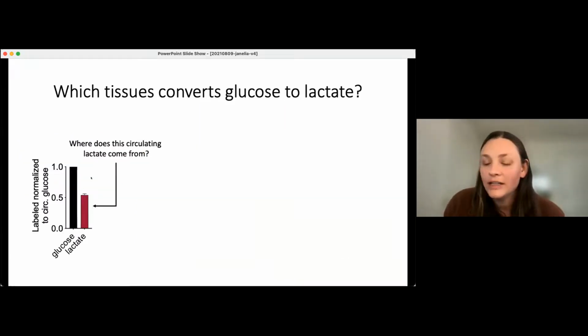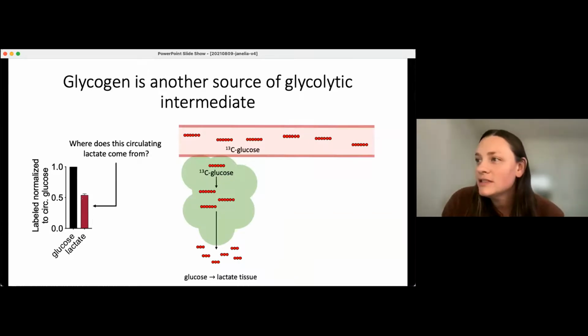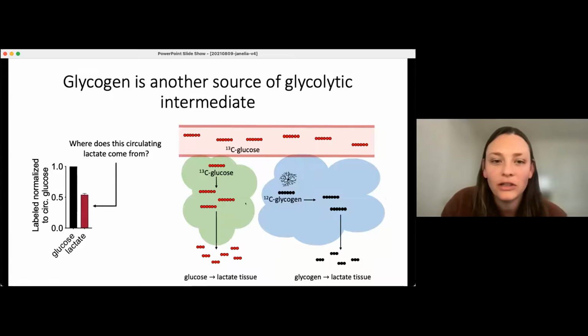we had a very simple idea. When we infuse labeled glucose, we can see labeled lactate in circulation. So the tissue or cell type that is producing this labeled lactate would presumably also have labeled glycolytic intermediates. And if a tissue or cell type is not using circulating glucose, but is instead using glycogen, well, in our short glucose infusions, glycogen is unlabeled, and therefore the glycolytic intermediates of that tissue would be unlabeled.